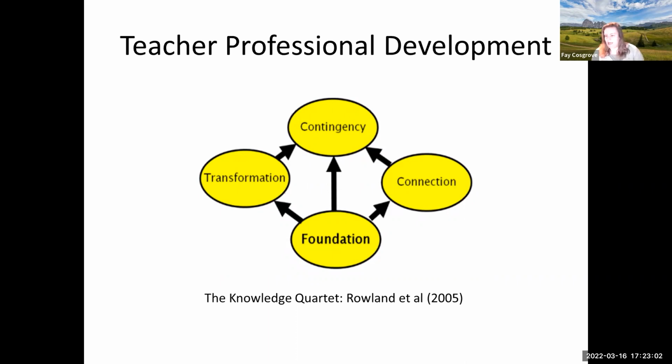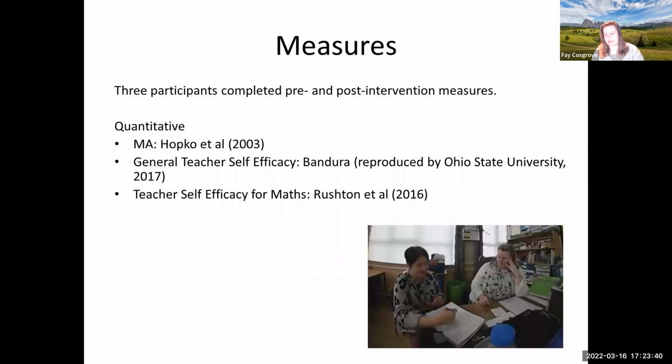So we use the Knowledge Quartet. You can see these 4 yellow ovals are the 4 dimensions of the framework. Foundation is the teacher's knowledge and beliefs about maths and about maths pedagogy, whether or not they're being put to use. Transformation is the ability of a teacher to allow someone else to know what they know. Connection is as it sounds, and it also includes sequencing, learning, and anticipating complexity and misconceptions. And contingency is the teacher's ability to think on their feet and to capitalize on unexpected developments. Perhaps children say something that they weren't expecting.